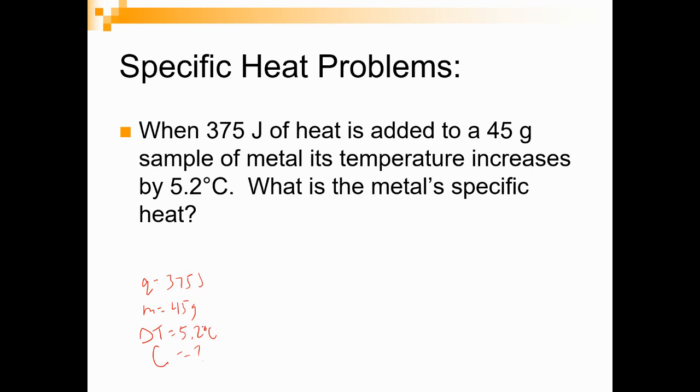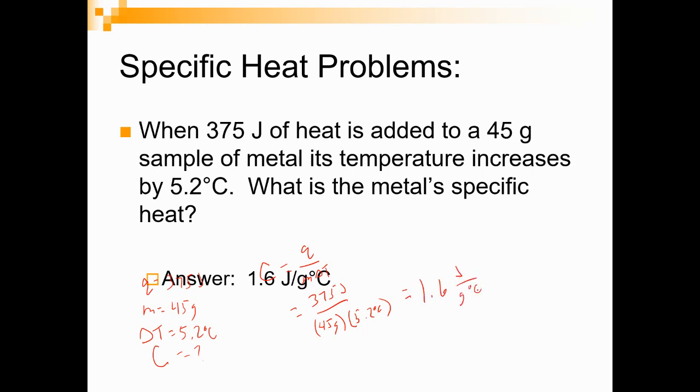So I've got my givens, my unknown. Now I need my equation. C equals Q over m delta T. So Q is 375 joules. The mass is 45 grams. And the change in temperature is 5.2 degrees Celsius. So what does this equal? Well, if you do this on your calculator, you will end up with 1.6 joules per gram degree Celsius.